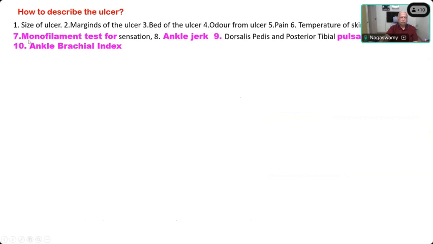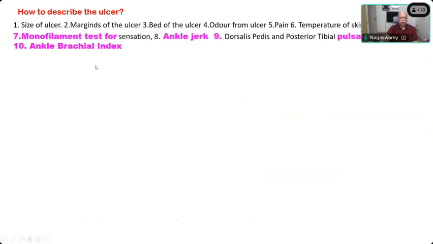And for additional, you have to do what is called monofilament test for sensation, and the ankle jerk, motor, dorsalis pedis and posterior tibial artery pulsations to be checked. And ankle brachial index to be checked.